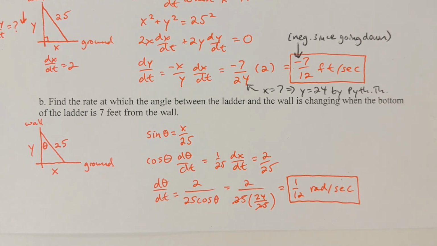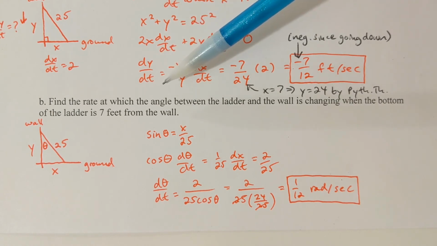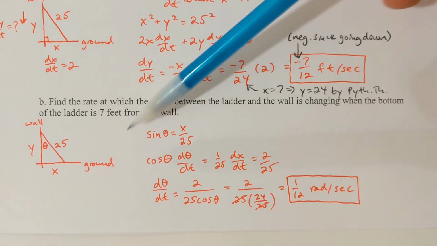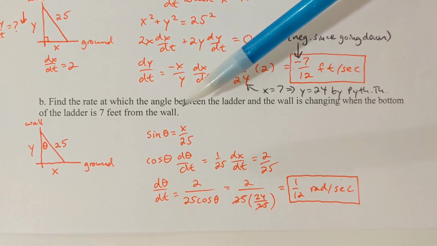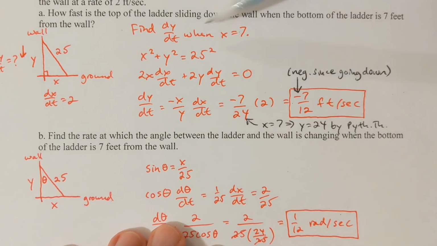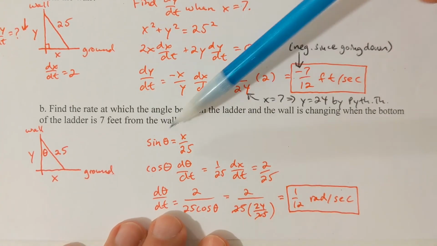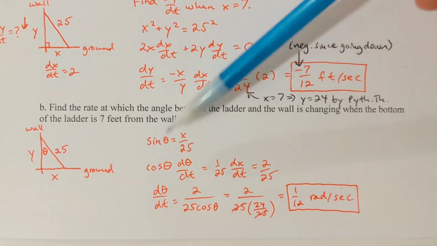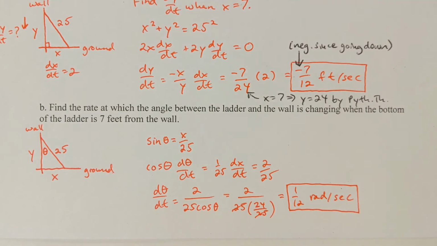Now, another way I could have worked this problem is, in part A, I was finding dy dt. So I could have set this up in terms of cosine theta, since I knew dy dt. If I didn't have that information, then what you see here would be the better option. Otherwise, I would have to find dy dt.